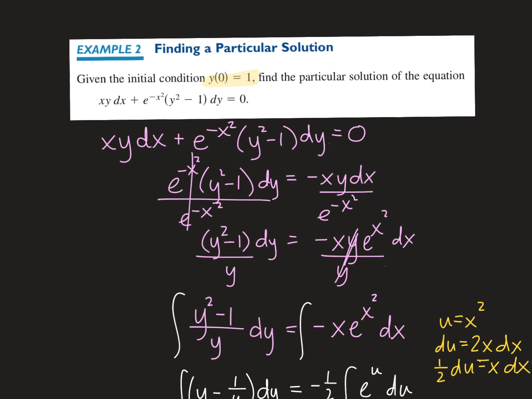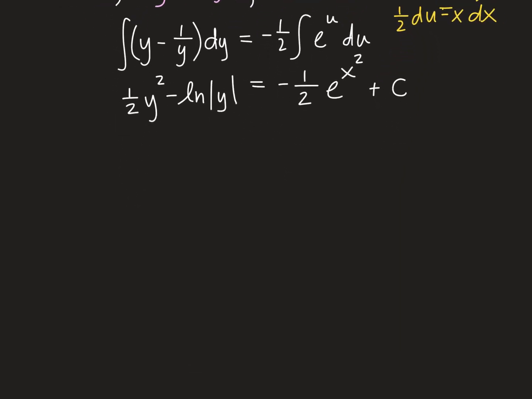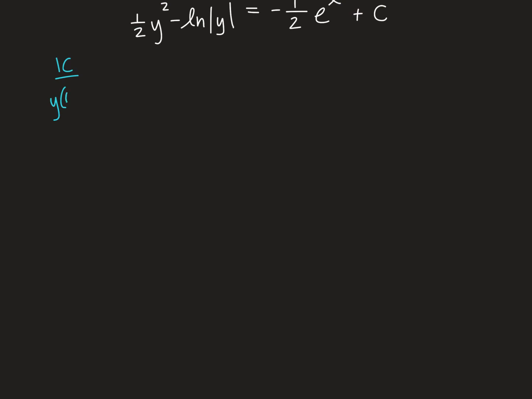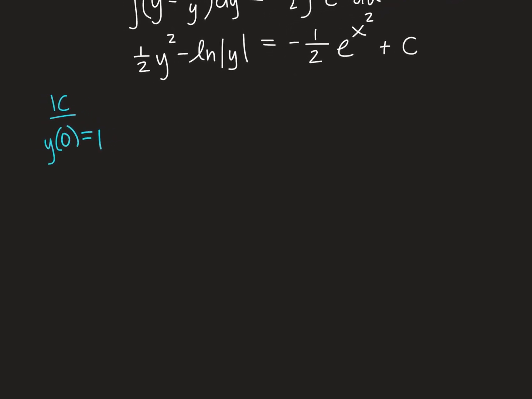So we want to find c. So our particular solution is right here. So I'm going to plug in 0 for x and 1 for y. So that's what's going to happen down here. So let's plug in our initial condition. Again, our initial condition was y of 0 equals 1. So plugging into this equation here, every time I see a y, I'm going to plug in 1. So I have 1/2 times 1 squared minus the natural log of 1, which we know what that is. Then for x, I'm going to plug in 0, and then plus c. So these are nice values.